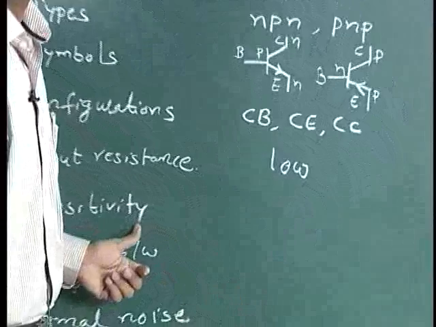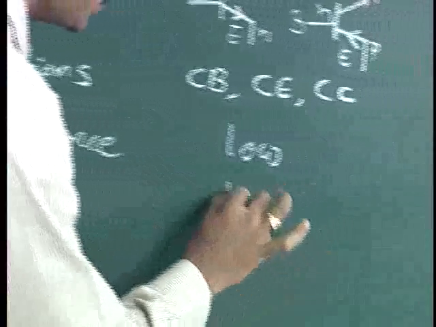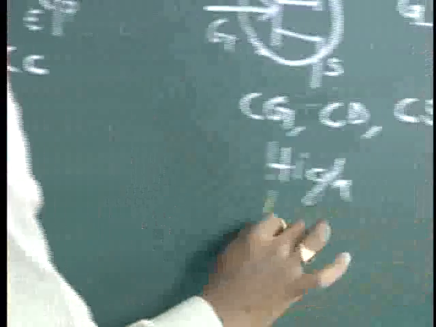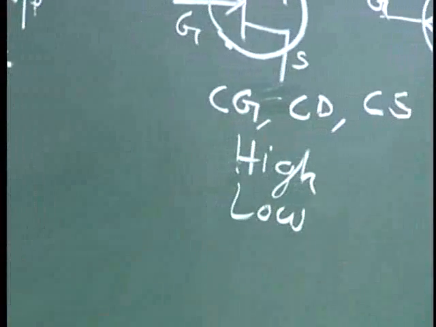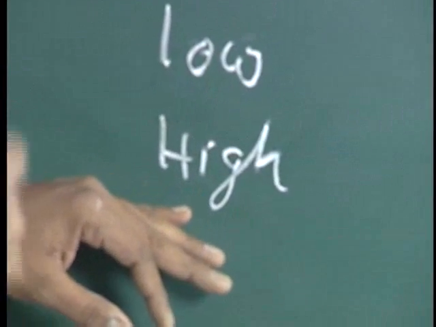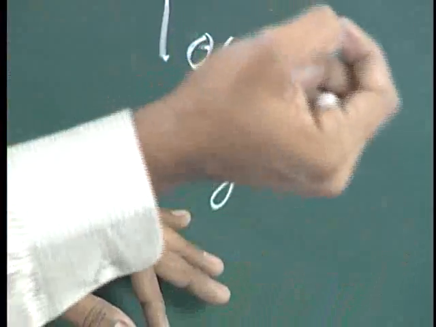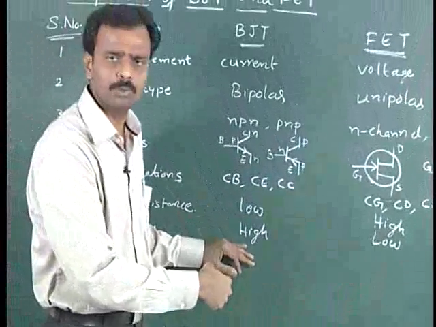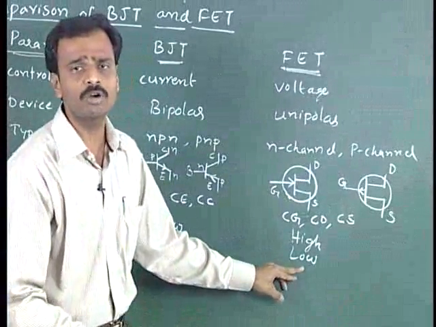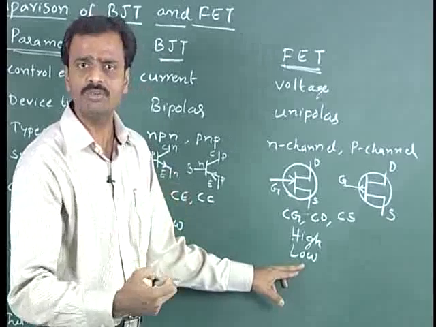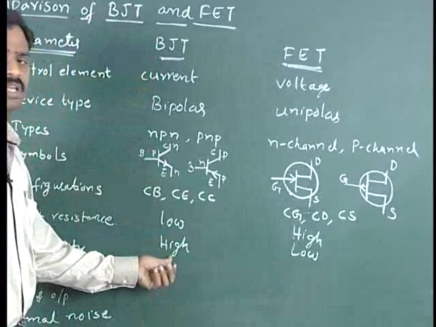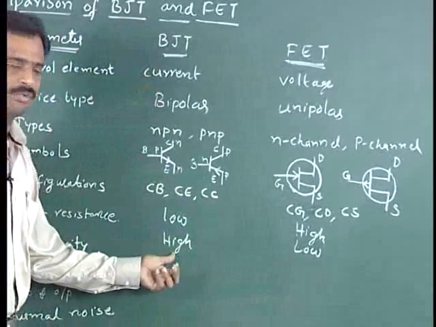Next, coming to another parameter, sensitivity. The sensitivity of the bipolar junction transistor is high, whereas for the field effect transistor it is low. Means if there is any variation in the input side, it is very highly sensitive. It's very delicate. The output characteristics will vary for small variation in the input voltages or input parameters. Whereas for the FET, the variation of the output will be much less even if we vary the input parameters. So the sensitivity will be high for the BJT and low for the FET.